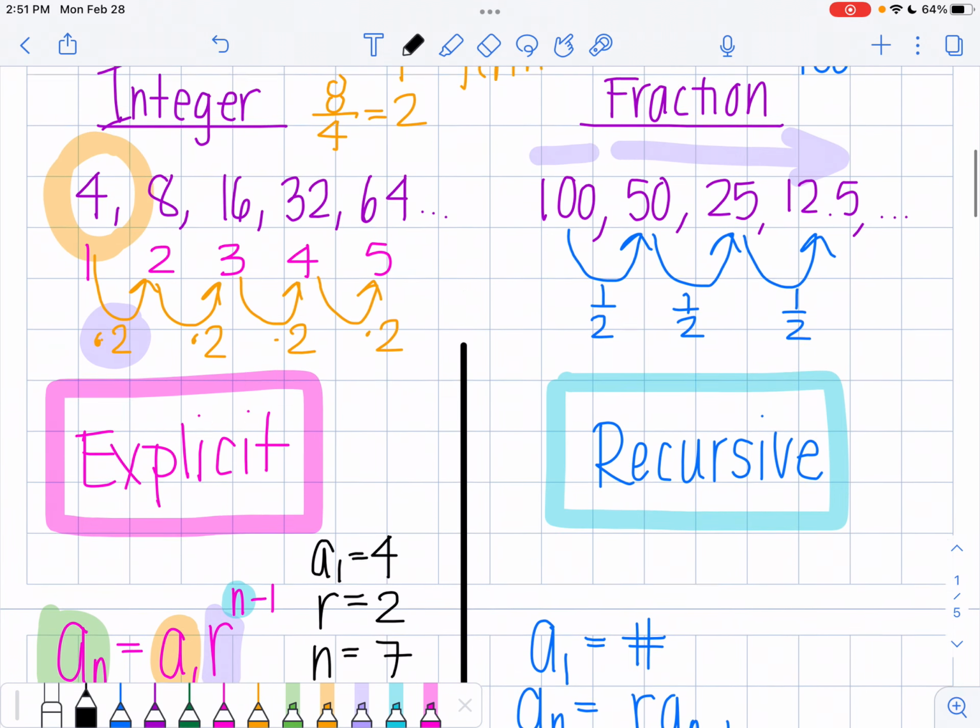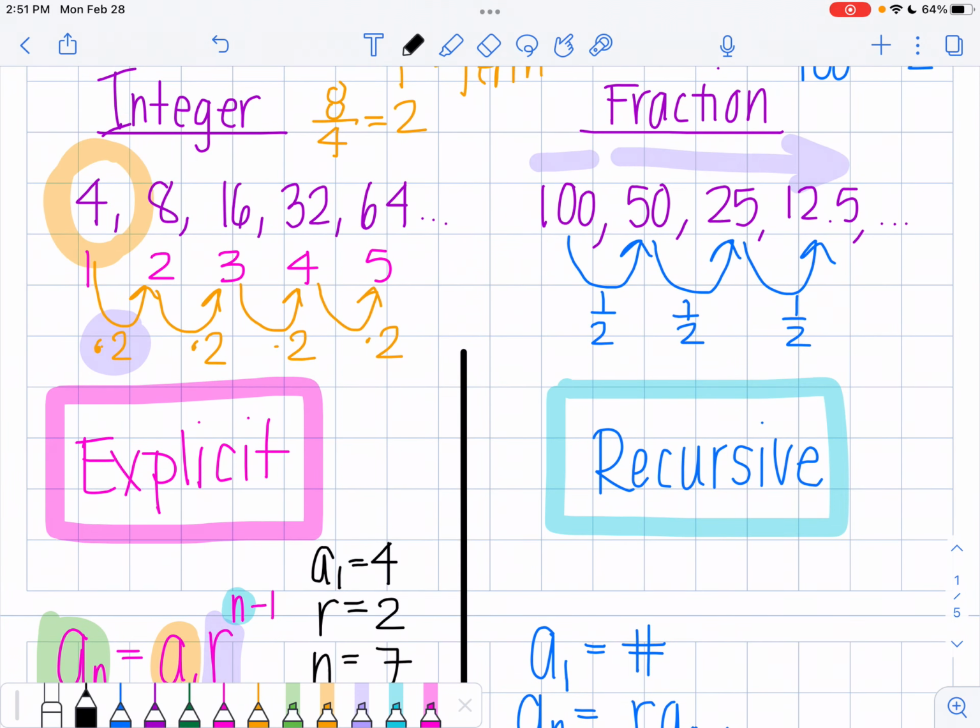Now, does that make sense? If I multiplied by 2 to get my 6th term, 64 times 2 gives me 128. And then I keep multiplying by 2: 128 times 2 equals 256. So that makes sense.